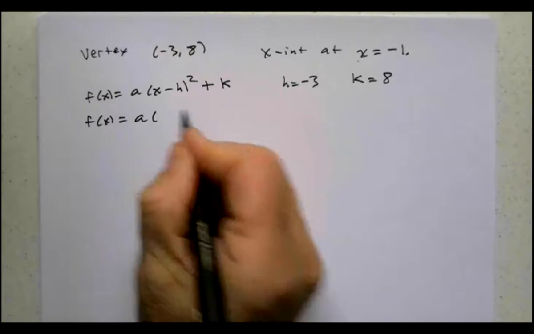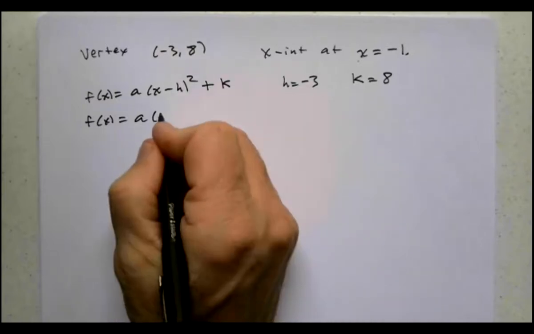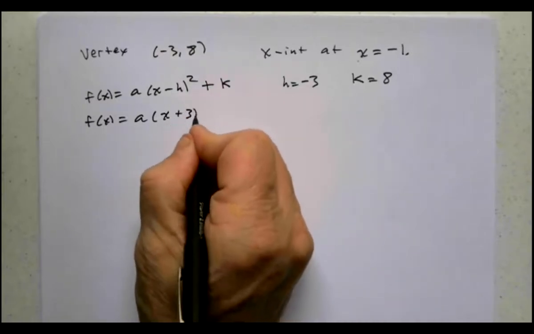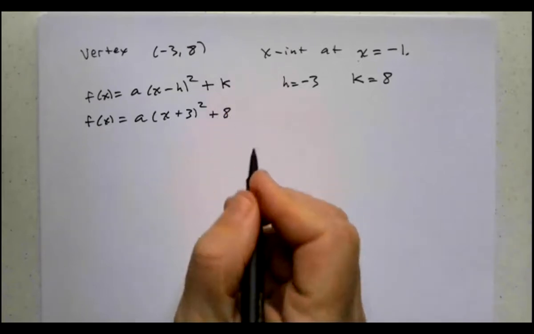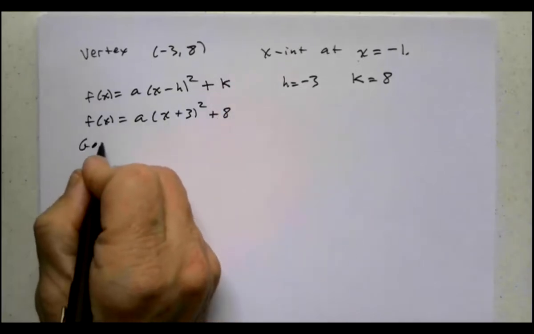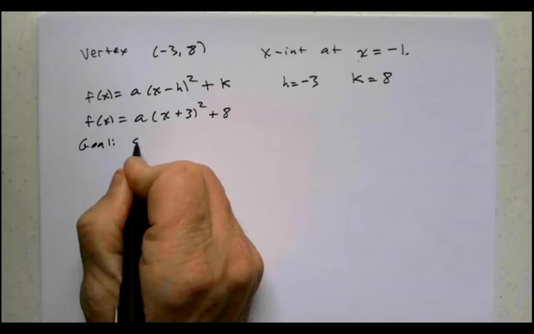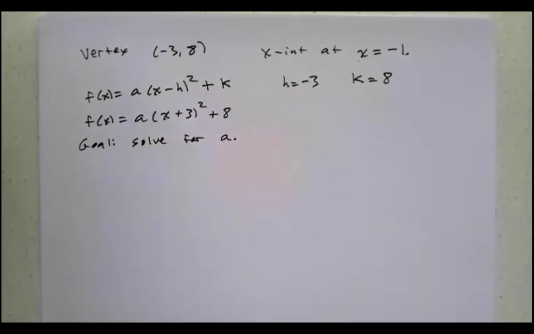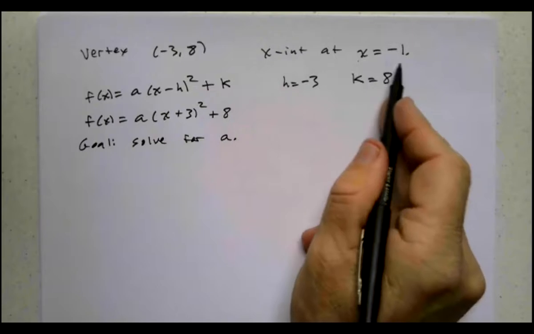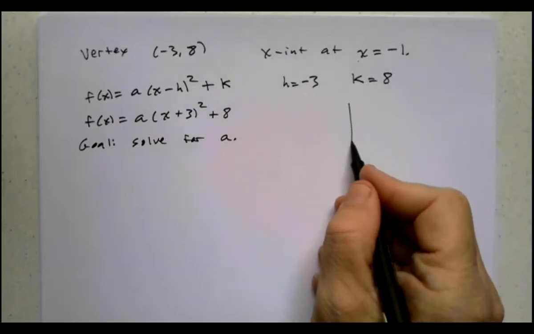So f(x) is a times (x - -3). x minus -3 becomes x + 3, squared, plus k, plus 8. Now our goal is to solve for a. That's our multiplier, our stretch factor. How are we going to do that? Well, I have an x-intercept at -1. What does that mean?